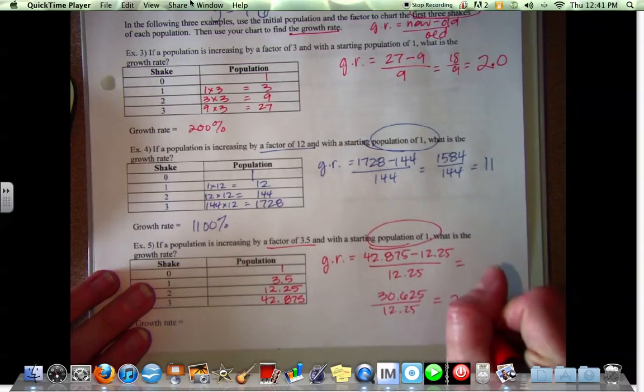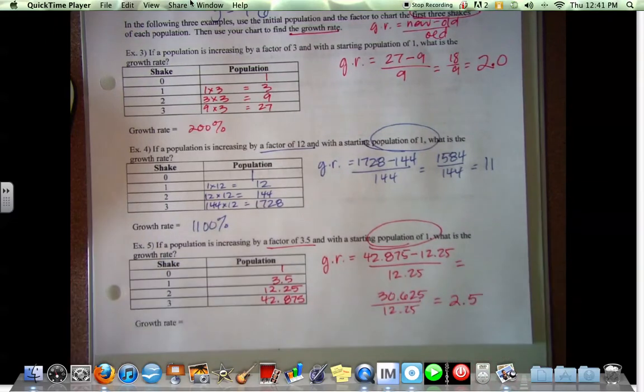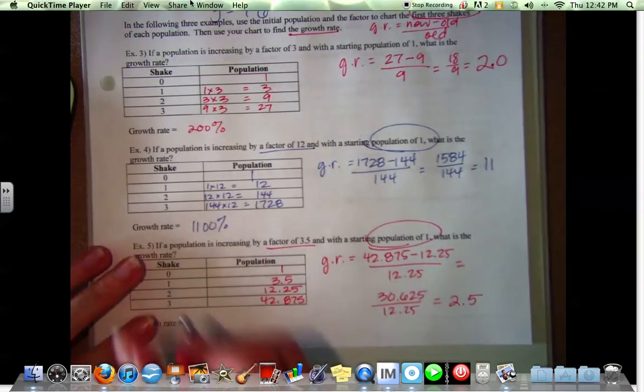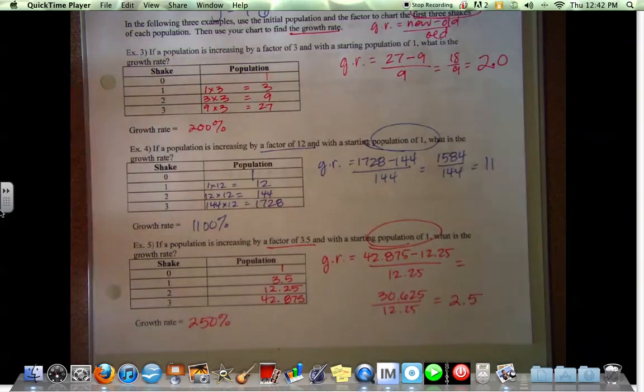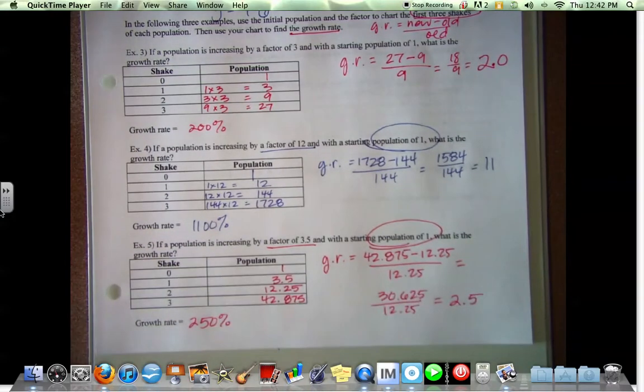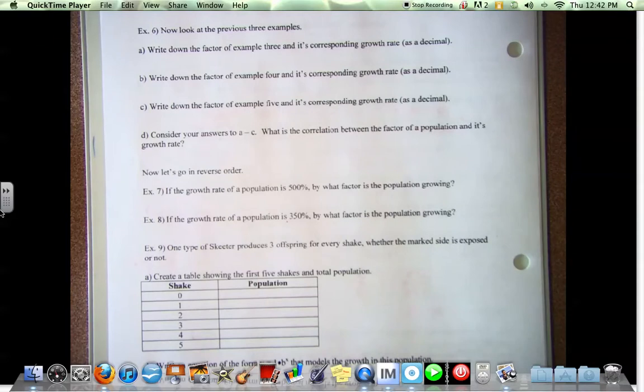2.5? 2.49. I think you rounded. I don't know. You don't think so? That's what I got. I think you just got it wrong. You think I got it wrong? No, I think Austin got it wrong. It is 2.5. Oh. So what is the growth rate? 250%. Liar. You call me a liar? No, I called Austin a liar. Okay. He called you a liar. Austin. What?